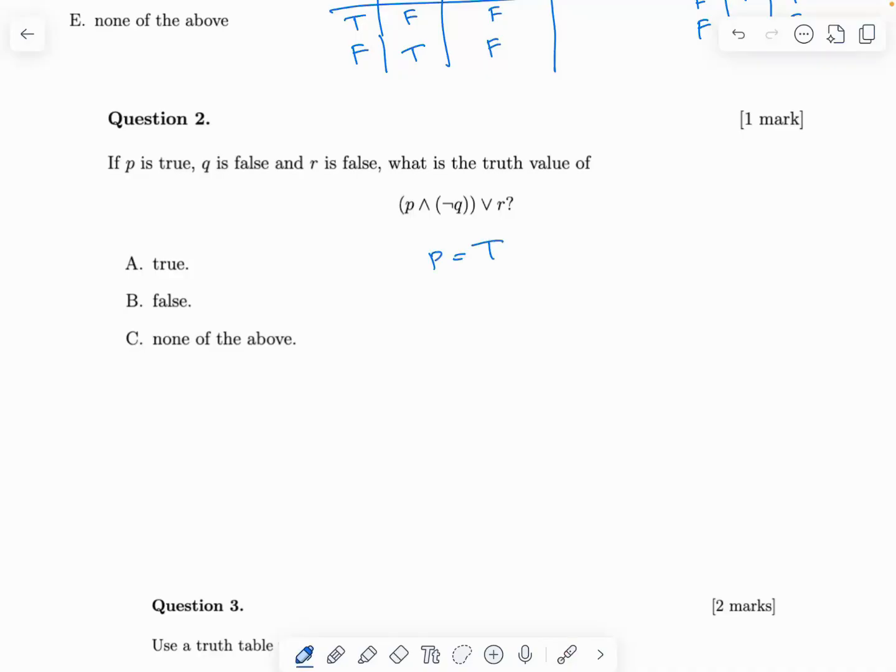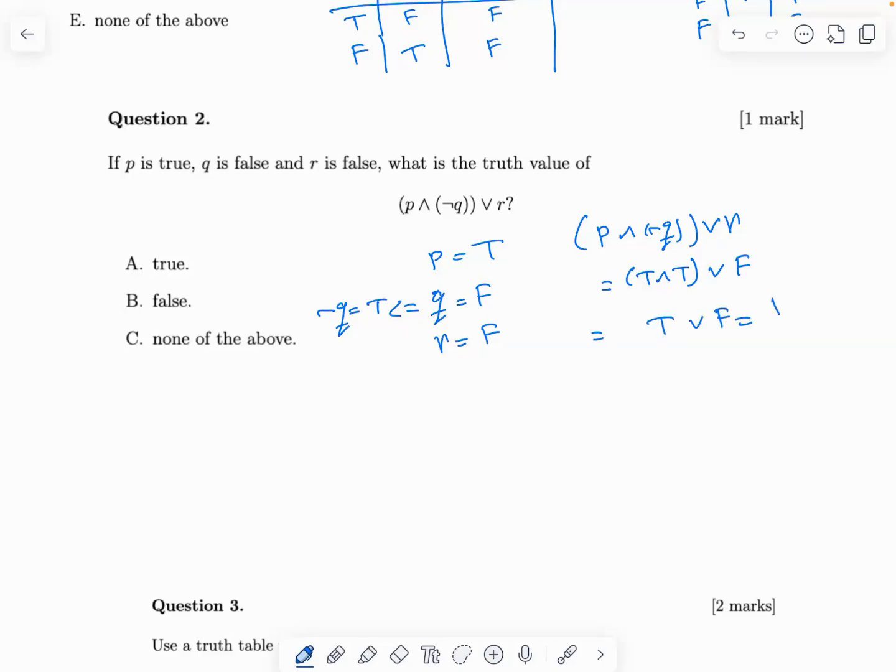P is true. Q is false. R is false. So from here, negation Q is T. P or negation Q or R. So P is T and negation Q is T, or F. So T and T is T. T or F is T. So the answer is, that's very bad if you choose C, because any scenario will be value true or false.